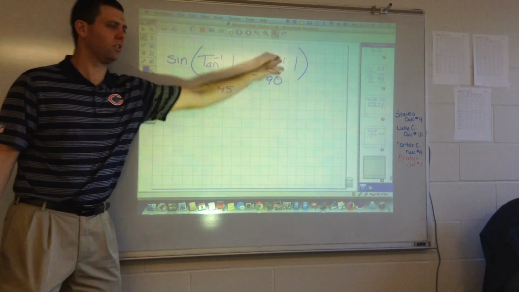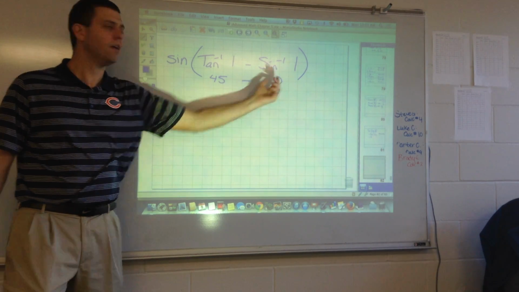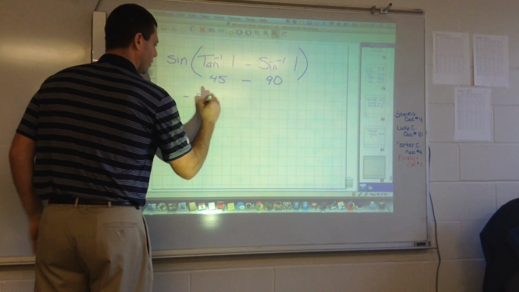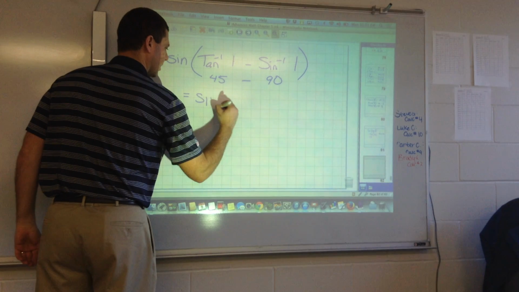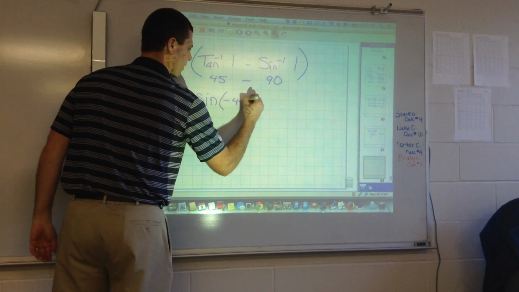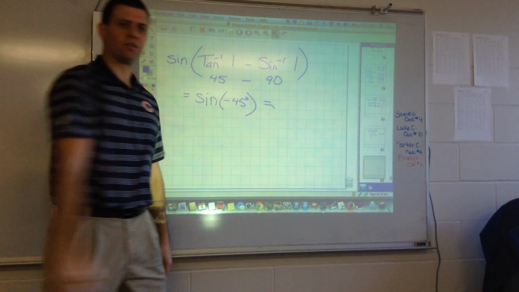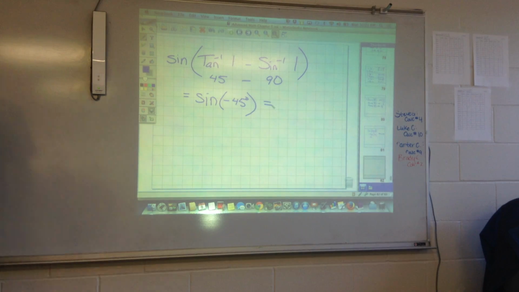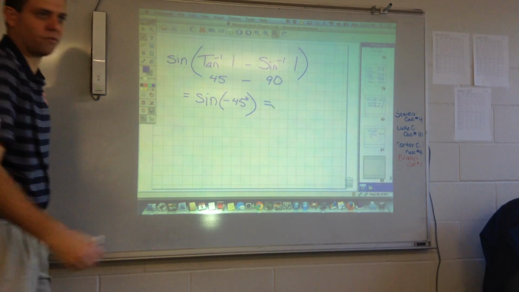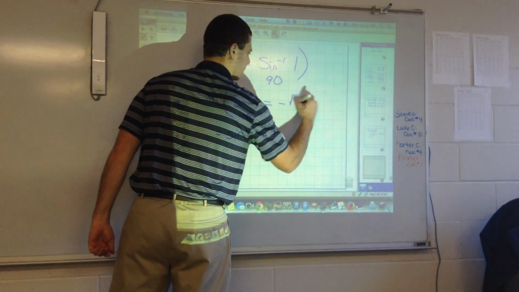Does everybody see how we got these answers? What is 45 minus 90? Negative 45. So really, what I'm doing is the sine of negative 45 degrees. And that's hopefully one that you all know. Negative root 2 over 2. It's a 45-degree angle in the fourth quadrant, so it'd be a root 2 over 2, but it'd be a negative root 2 over 2.